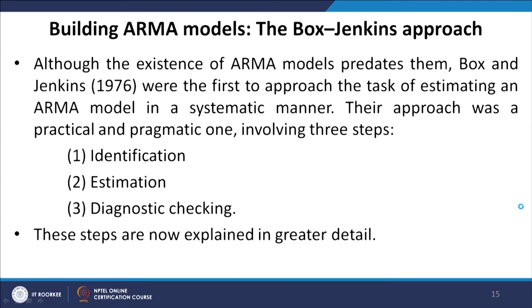Now, I will talk about one approach suggested by Box-Jenkins for building ARMA models. Although the existence of the ARMA model predates them, Box-Jenkins were the first to approach the task of estimating an ARMA model in a systematic manner. Their approach was a practical and pragmatic one involving 3 steps. First one is identification, the second one is estimation, and the third one is diagnostic checking. These steps are now explained in greater detail one by one.